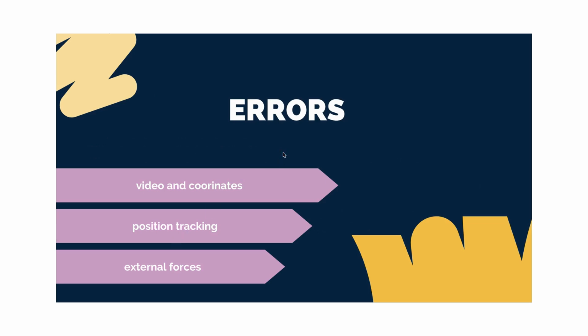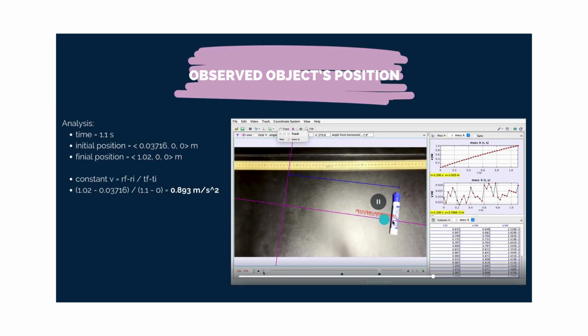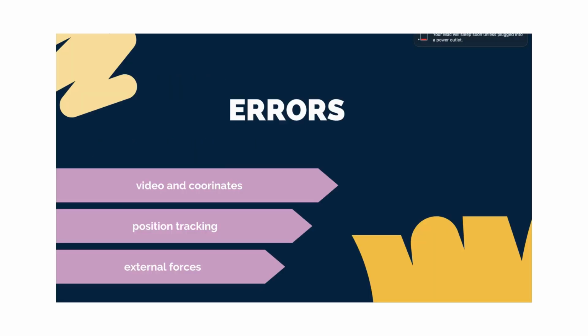And other errors could have been the position tracking. So when we were placing the center of mass, which is just these little red diamonds, they couldn't have followed a perfect flow. Some could have been higher, some could have been lower. And other things to note are external forces such as air resistance and friction.